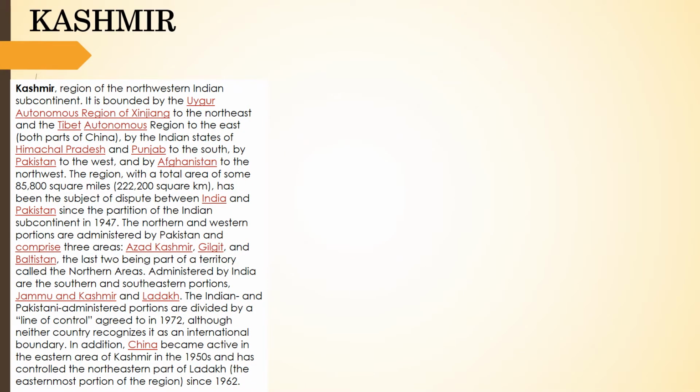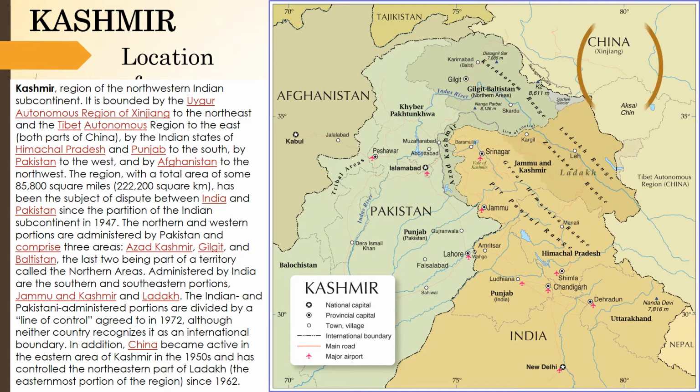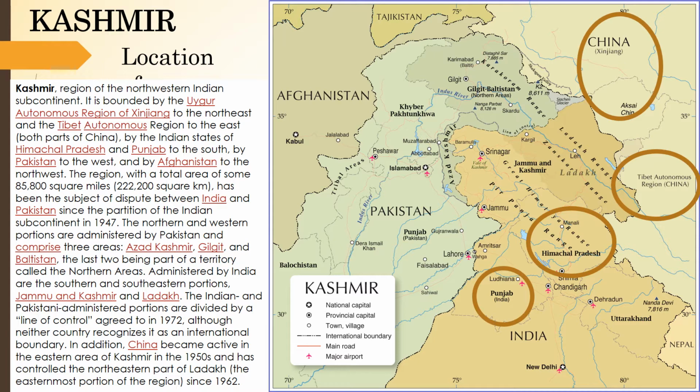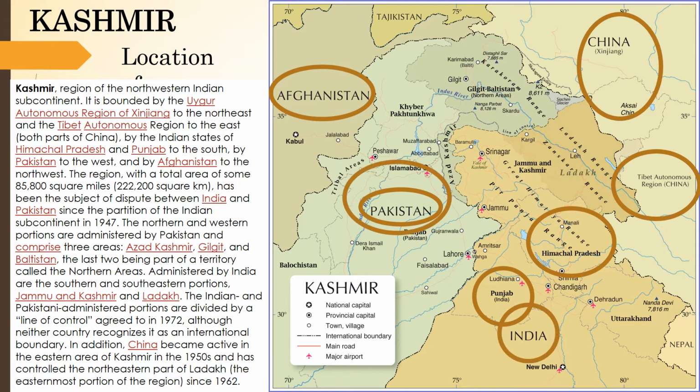Kashmir, a region of the northwestern Indian subcontinent. It is bounded by the Xinjiang Uygur Autonomous Region to the northeast and the Tibet Autonomous Region to the east, both parts of China, by the Indian states of Himachal Pradesh and Punjab to the south, by Pakistan to the west, and by Afghanistan to the northwest. The region, with a total area of some 85,800 square miles, has been the subject of dispute between India and Pakistan since the partition of the Indian subcontinent in 1947.